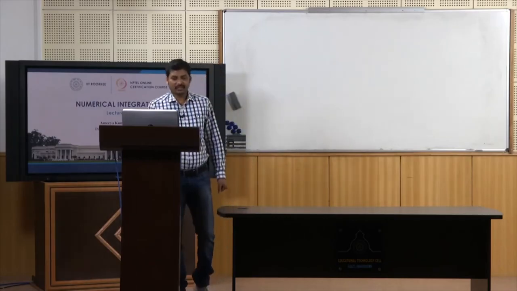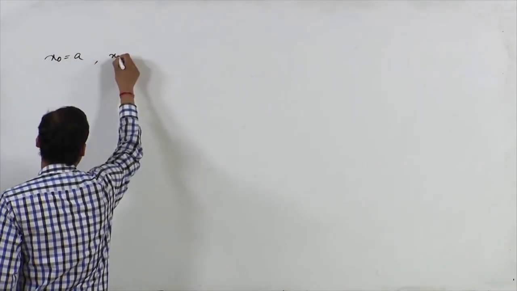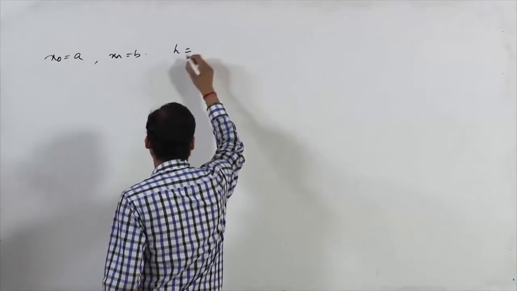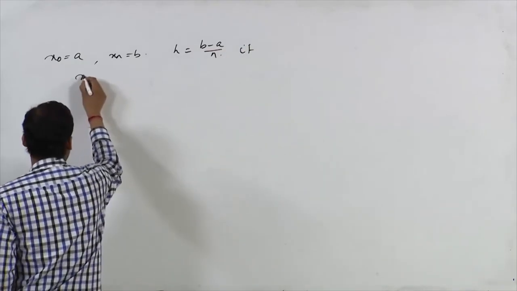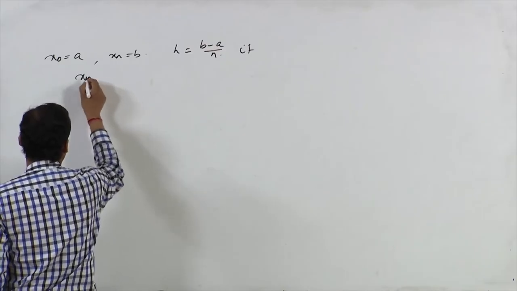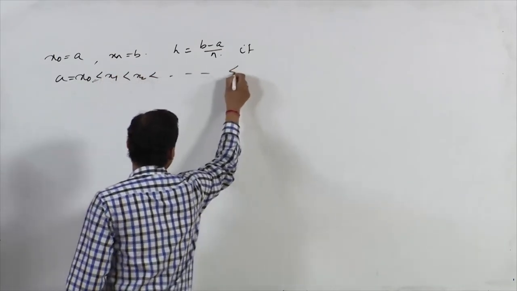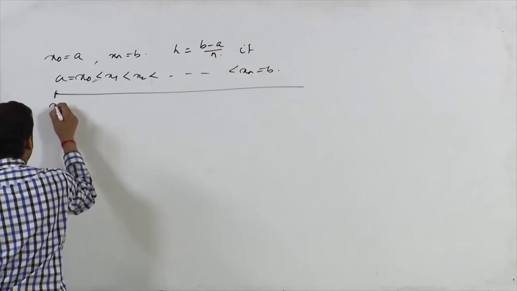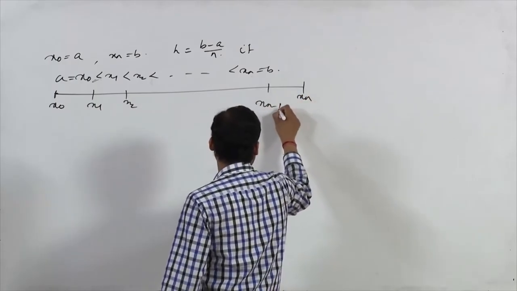So if we go for this uniform mesh spacing here for a prescribed set of data points, with x0 equals a and xn equals b suppose, then we can define the step size h equals b minus a by n. We can define these tabular values in the form x0 equals a, less than x1, less than x2, up to less than xn equals b. And all these points are equispaced, x0, then x1, then x2, up to xn here. So all are equispaced here.